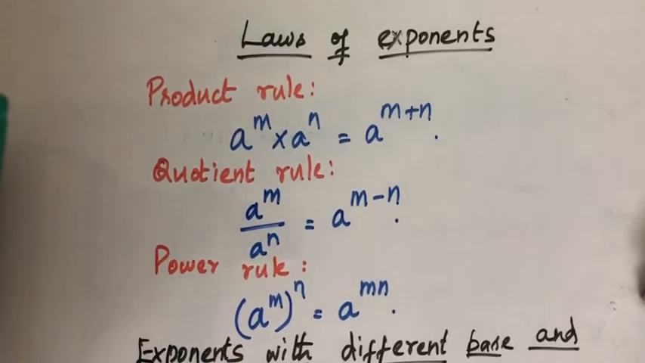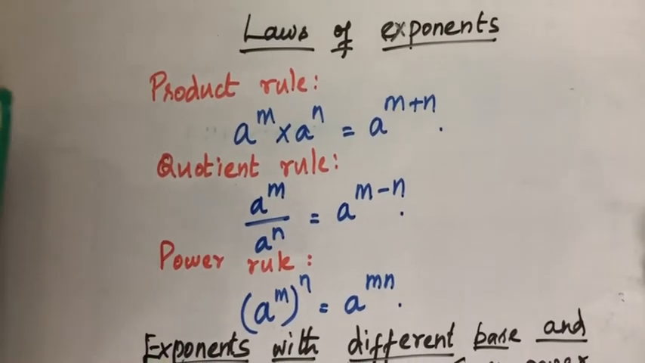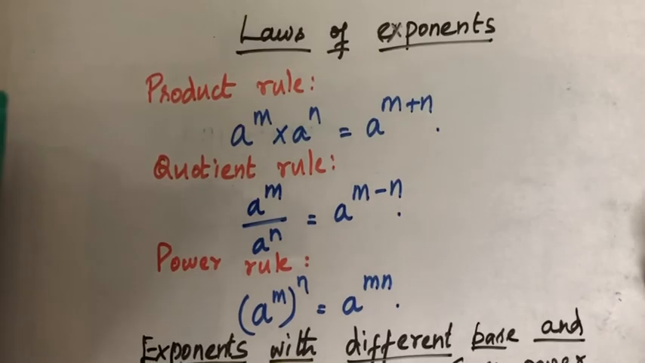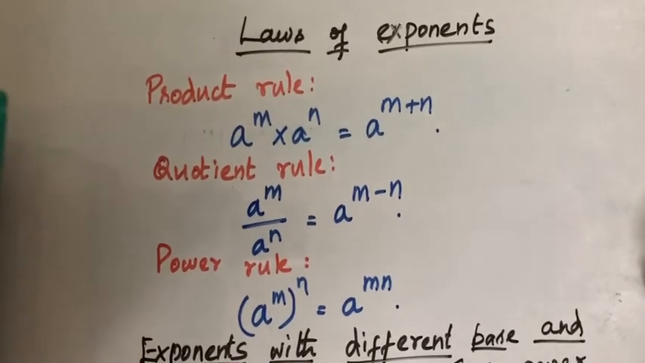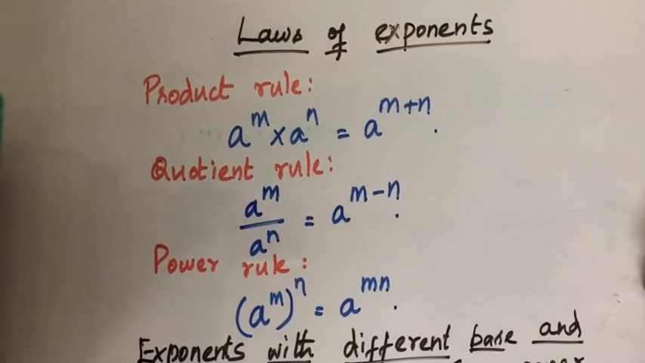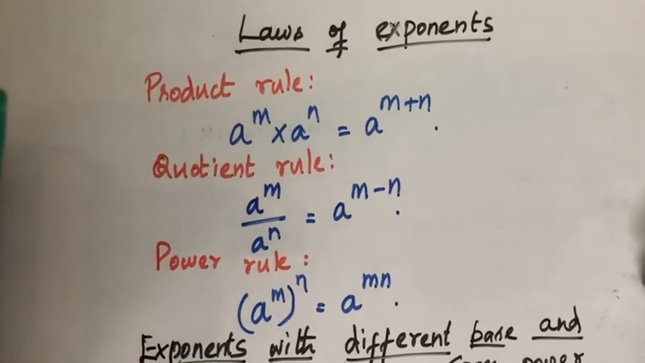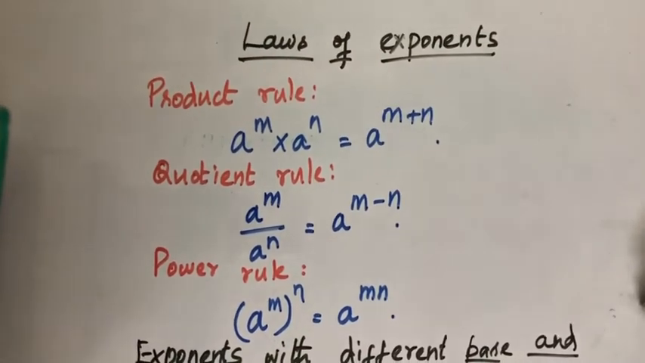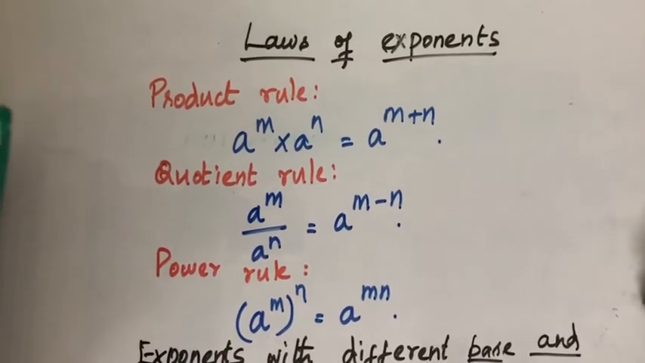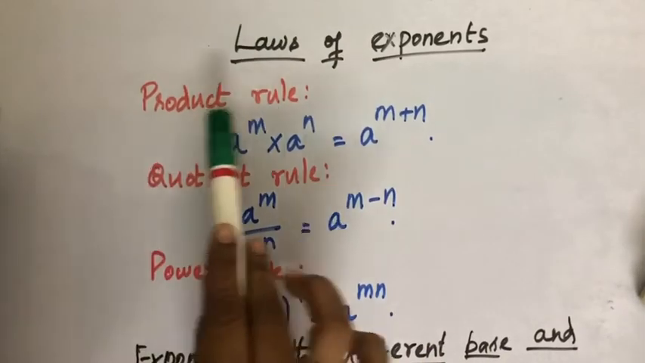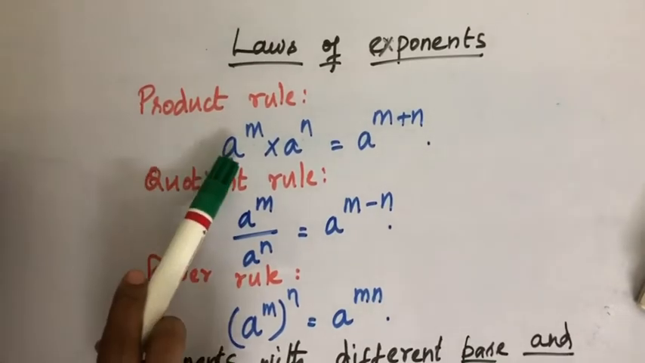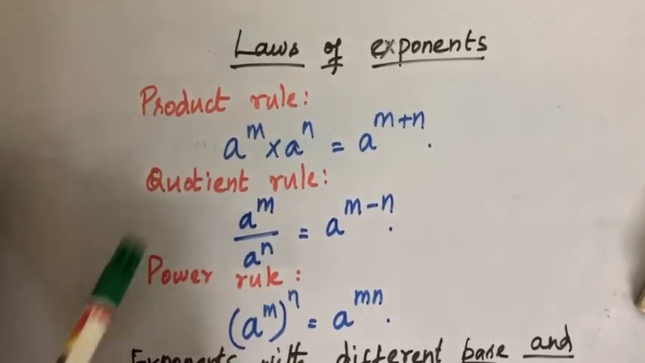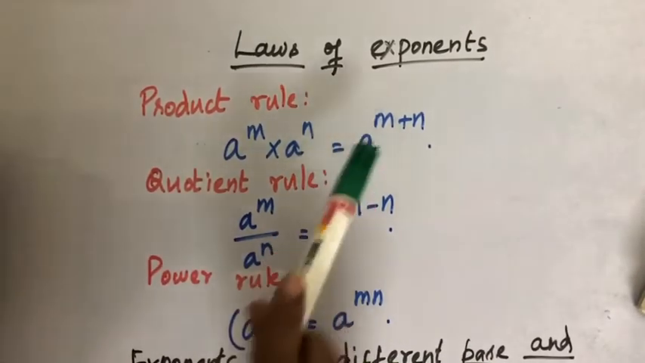In the previous class, we learnt about powers, exponents and finding their values. Now, we are going to learn about laws of exponents. Laws of exponents, what are they? Here we are having a few rules. The first one is the product rule: a power m into a power n is equal to a power m plus n.